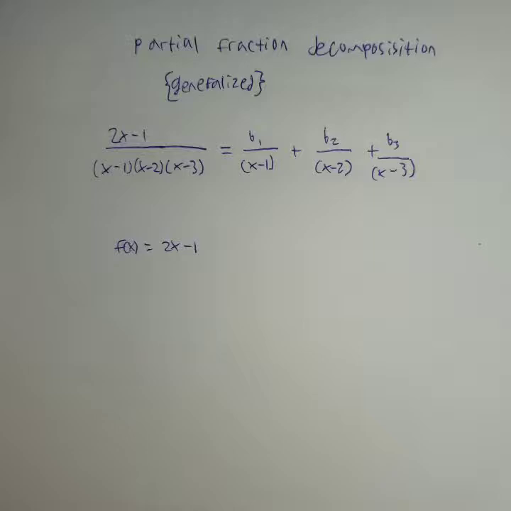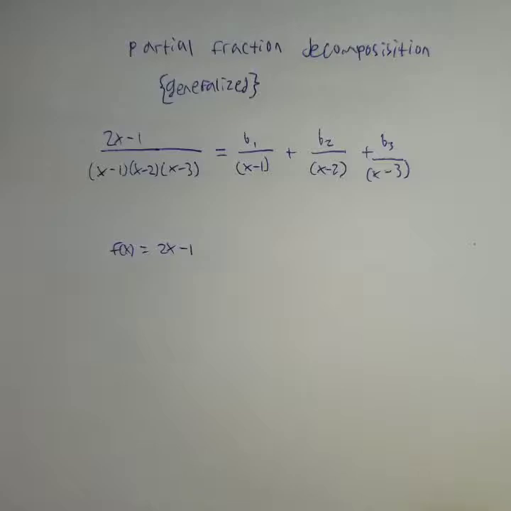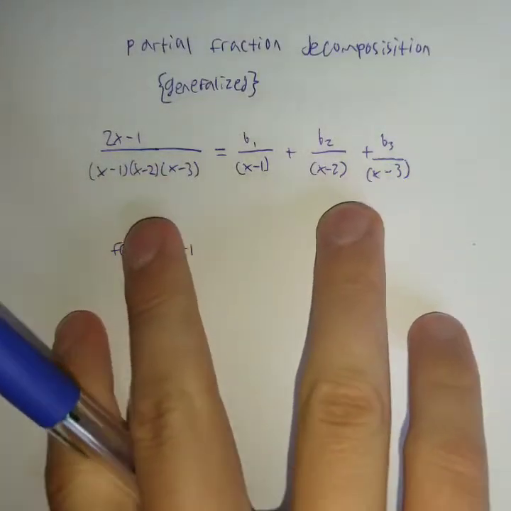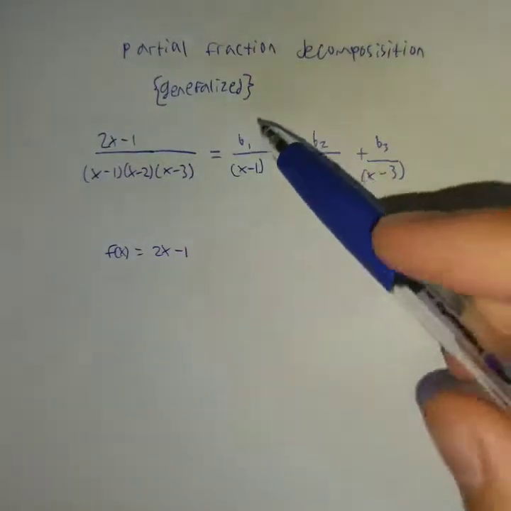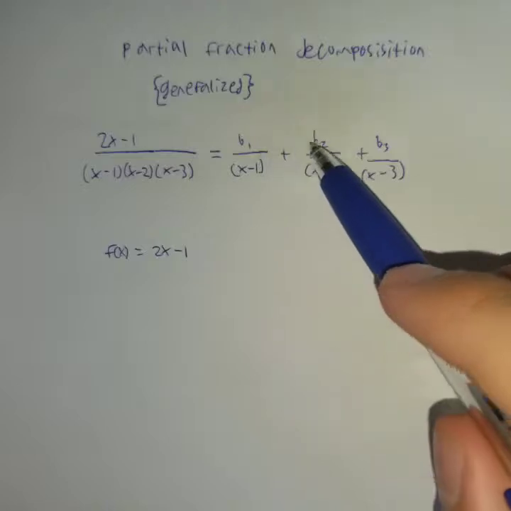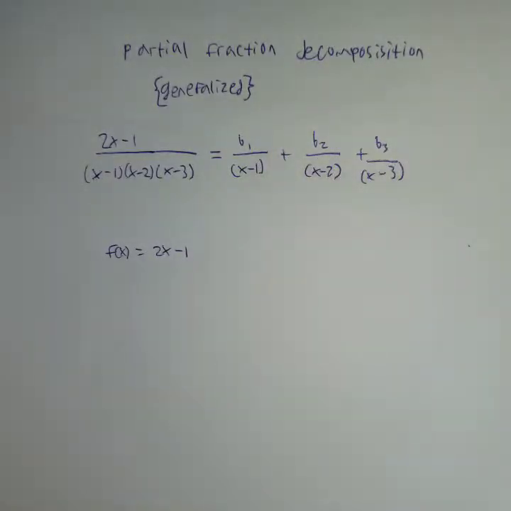So I'm going to do a generalized proof of the partial fraction decomposition method, also known as the cover-up method. Black Pen Red Pen did a video on this already, where he used this specific example, and basically he used the cover-up method to find all these B1, B2, B3 terms.